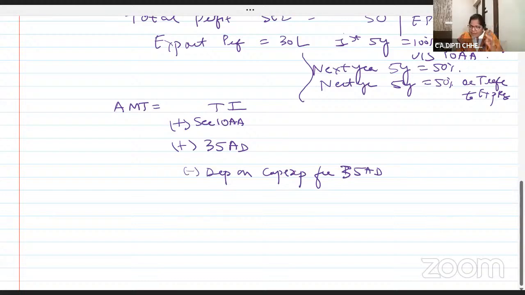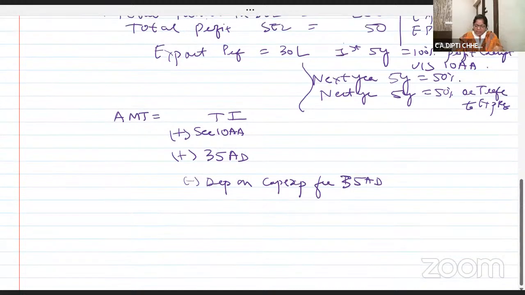In that 35AD, suppose it is a building and all, then depreciation will be allowed on the capital expenditure for 35AD. I want all of you to write down what I am writing. Otherwise, we have printed notes in the compiler, but this is not a revision batch. This is a practice batch. So write it. In your total income, if you have claimed section 10AA, add back. If you have claimed 35AD, add back. But when you add back 35AD, suppose you have purchased a building for a hotel project, then you are allowed to claim the depreciation for the same. Followed all of you? Right?